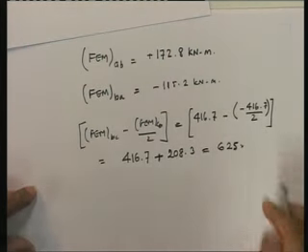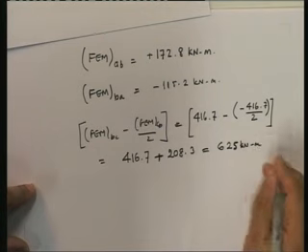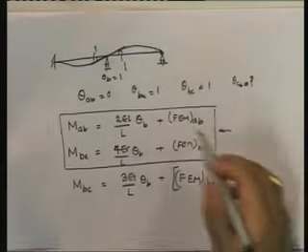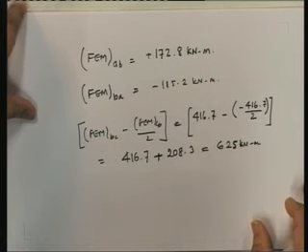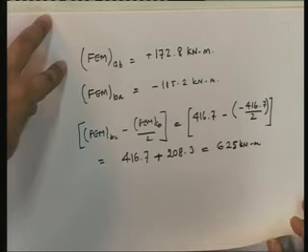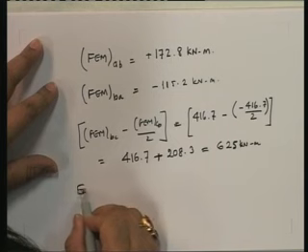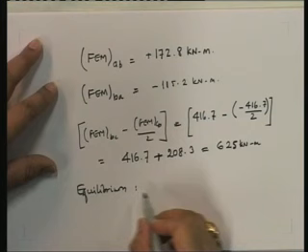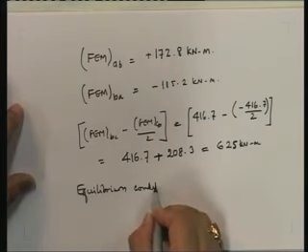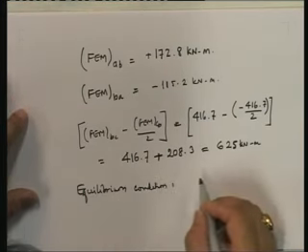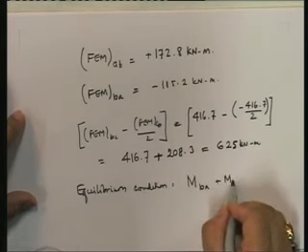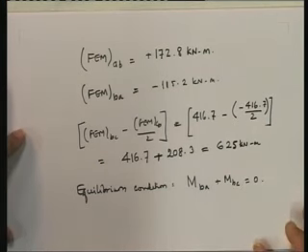Okay, so this becomes 625 kilonewton meter. Now, if these are the fixed end moments that I have, I put them in. Once I have all of those, I have these relationships. I need to write down the equilibrium condition. Since there is only one, the equilibrium condition becomes MBA plus MBC equals 0. Satisfy yourself.